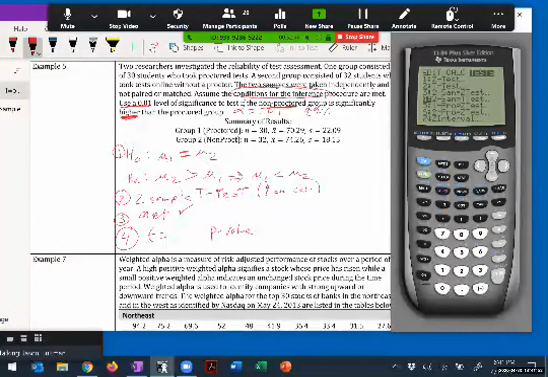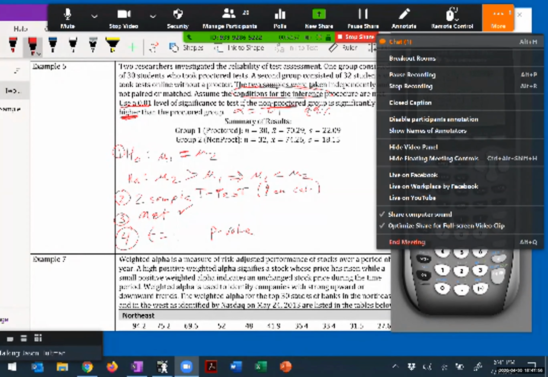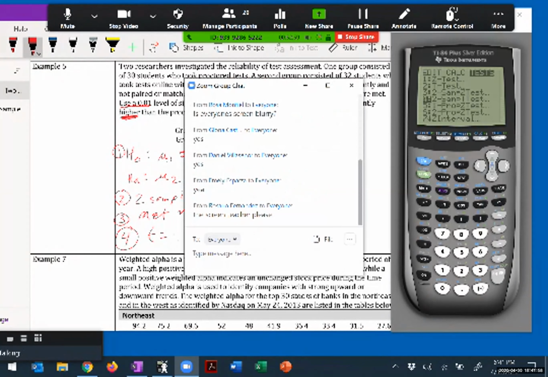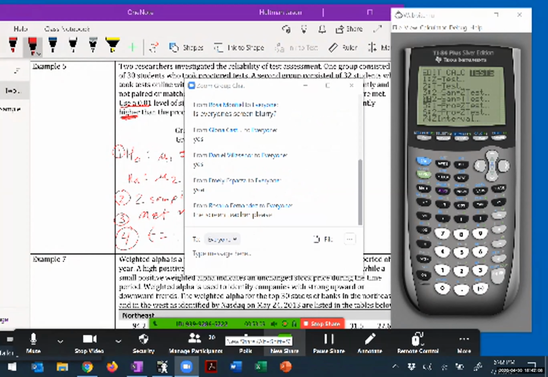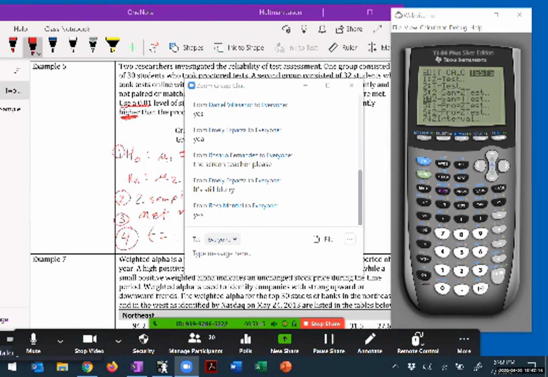Is this better, or is it still worse? The screen, teacher, please. Could you translate that for me? What does that mean? It's still blurry. The screen is still blurry? Yeah.